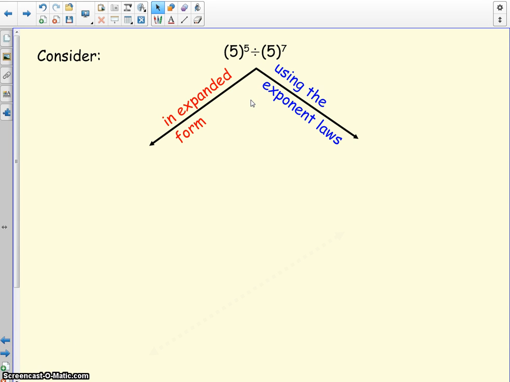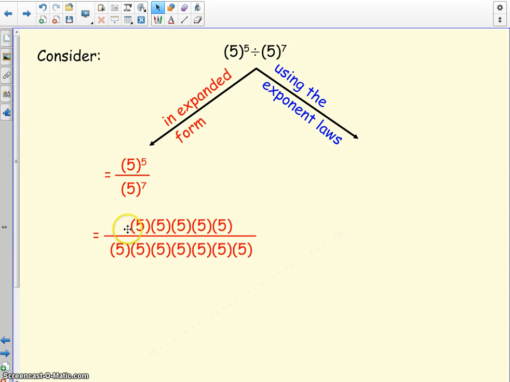So let's look at the case here, this is in your notes, of 5 to the 5 divided by 5 to the 7. So we're going to do the same thing we do with the 0 exponent. Look at this in expanded form. So rewriting it as division with a fraction, we have 5 5's in the numerator, 7 5's in the denominator. When we cancel here, maybe you can see right now what we're going to be left with.